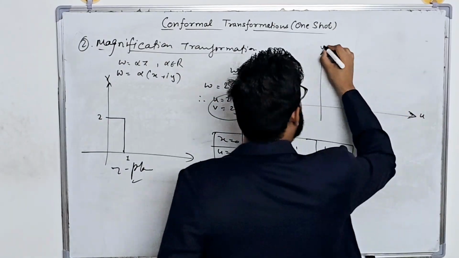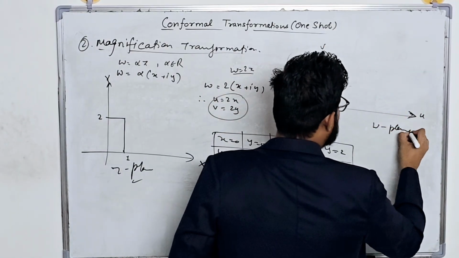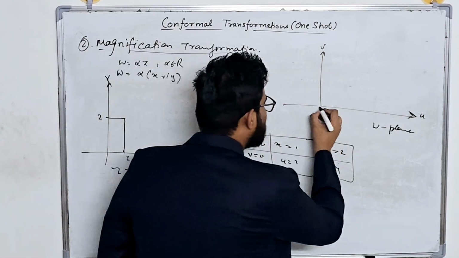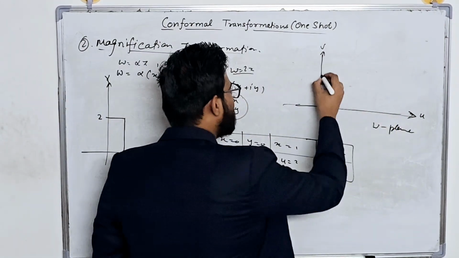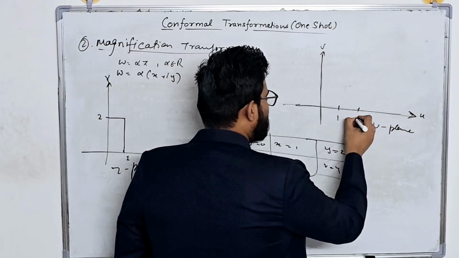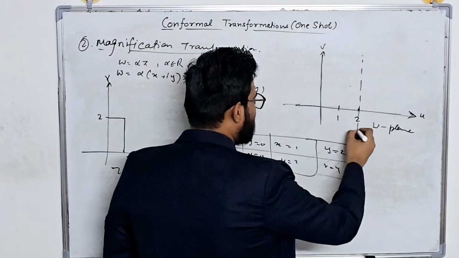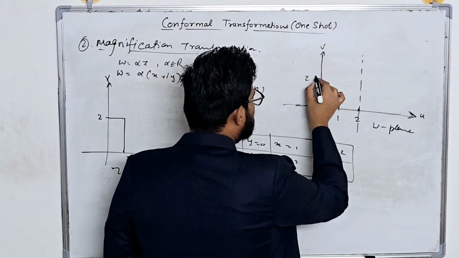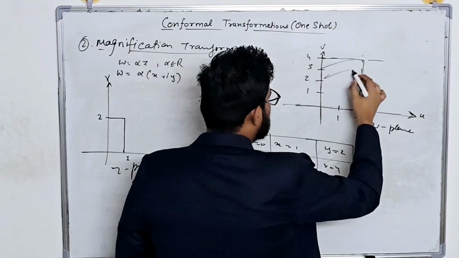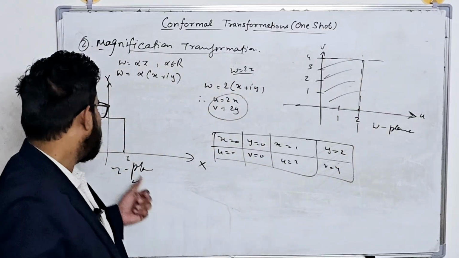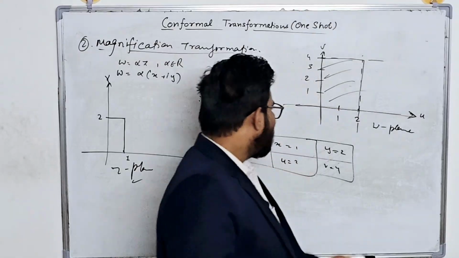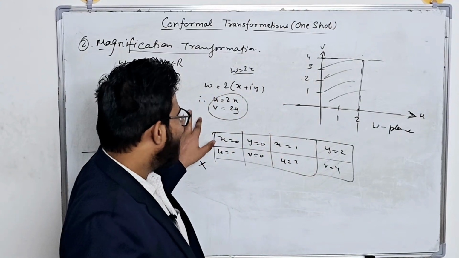Now just draw the uv plane, that is the w plane, and in this just plot this. So it will be this region, and u is equal to 2, that is if this is 1, this is 2, so this region, and this is 1, 2, 3, 4, so this region. And again if you check, it is along the anti-clockwise direction only, right? Okay, so I think that it is clear how we do magnification.